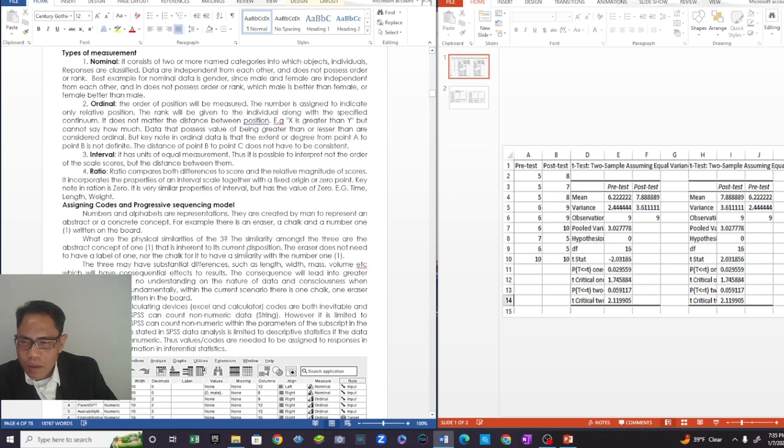The eraser doesn't need to have a label of 1, nor the chalk, for it to have the similarity with the number 1. The three may have substantial differences such as length, width, mass, volume, etc., which will have consequential effects on the result. The consequence will lead into a greater confusion if there is no understanding of the nature of data and the consciousness when assigning codes. But fundamentally, within the current scenario, there is one chalk, one eraser, and one number 1 written on the board. So, yeah, I get that.